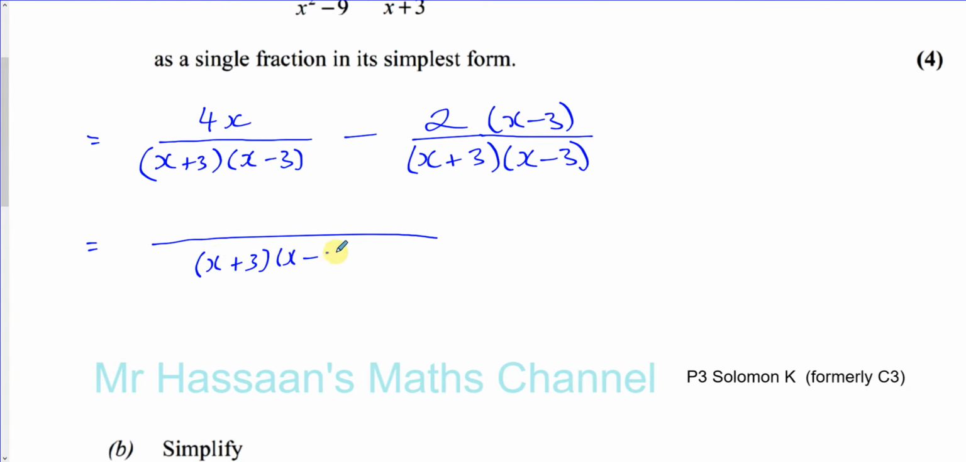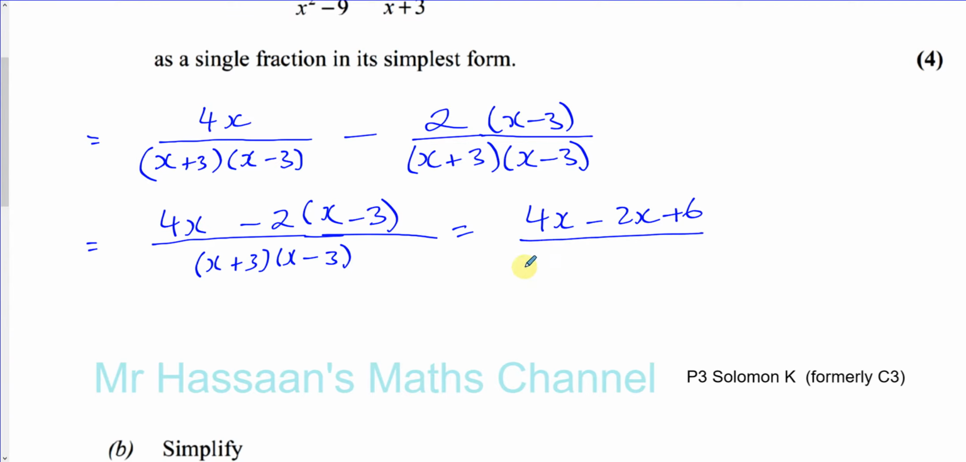My numerator is 4x minus 2 times x minus 3. I always like to write this step out. I don't like to rush and multiply out that bracket, especially when there's a minus sign involved, because a lot of times you'll say minus 2x and you'll say minus 6, not looking at this minus sign here. This is going to be minus 2x and plus 6, you see. 4x minus 2x, and you've got minus 2 times minus 3, which is plus 6, over x plus 3, x minus 3.